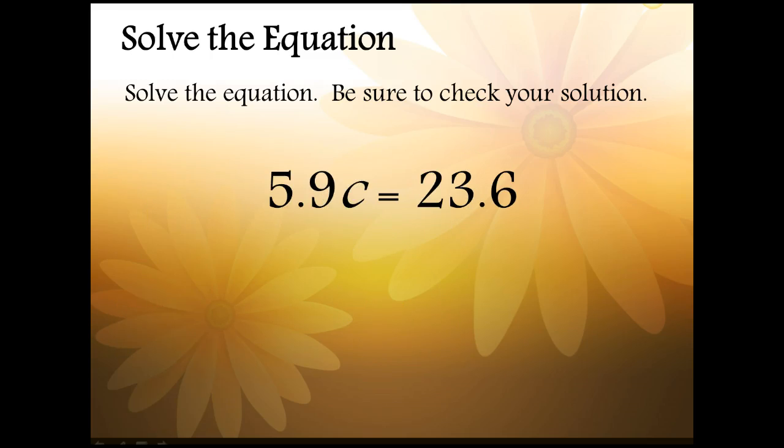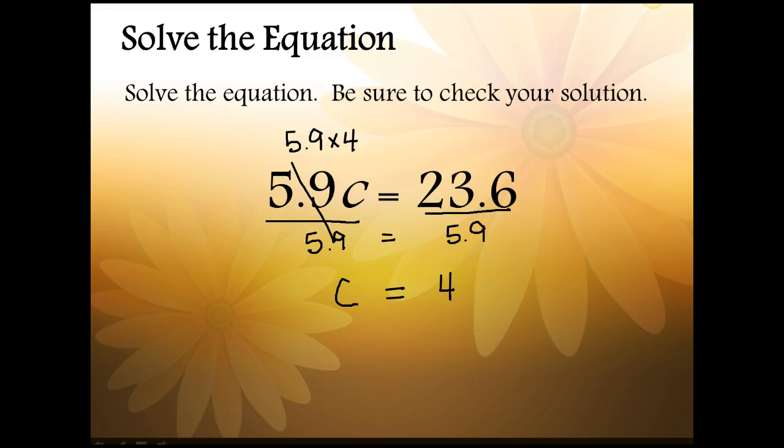The same algorithm will apply to decimal numbers as well. In order to solve this equation, we will locate the variable, then divide both sides by the coefficient. That means we will divide both sides of our equation by 5.9. Doing so leaves us with 1 times c, or c, and that is equal to 4. Then we will test our solution. We will multiply 5.9 times 4 to make sure that we do get 23.6.